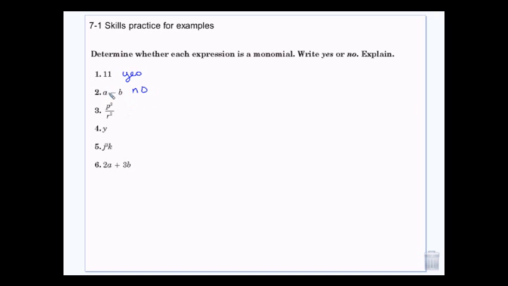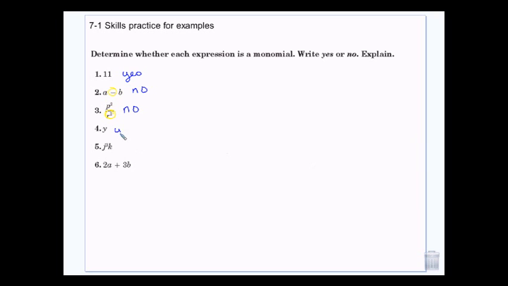Because it has a subtraction in there. Subtraction. That one's yes. This is no? That's a no, because you can't have a variable in the denominator. Okay, you're right. So the reason this one's a no is because of the subtraction. This one's a no because of the variable.